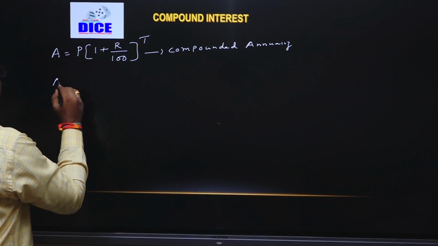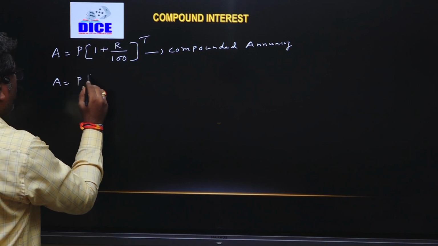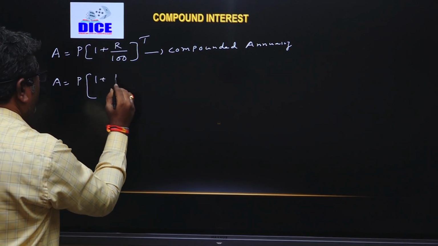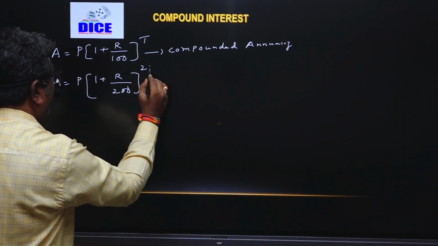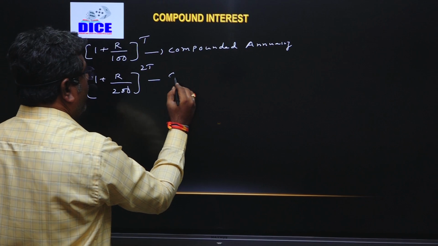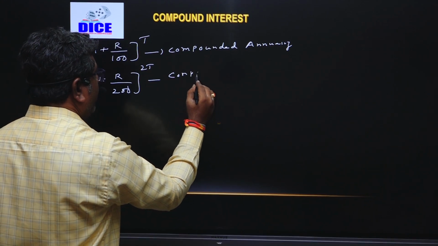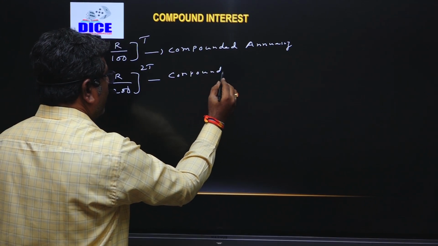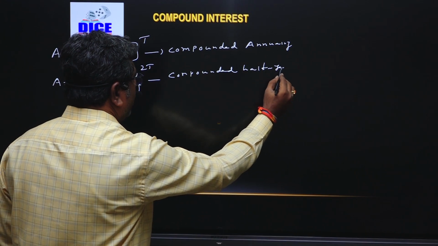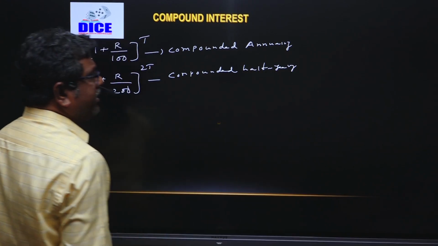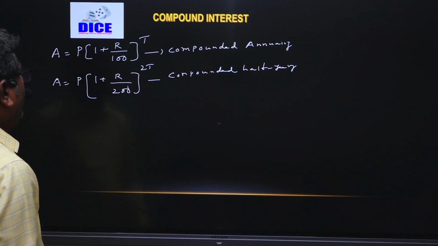Next, amount A is equal to P into 1 plus R by 200 whole to the power of 2T. This formula is only when compounded half yearly, means every 6 months. Compounded half yearly, every 6 months we can use this formula. Interest we can find out every 6 months, we can use this formula.